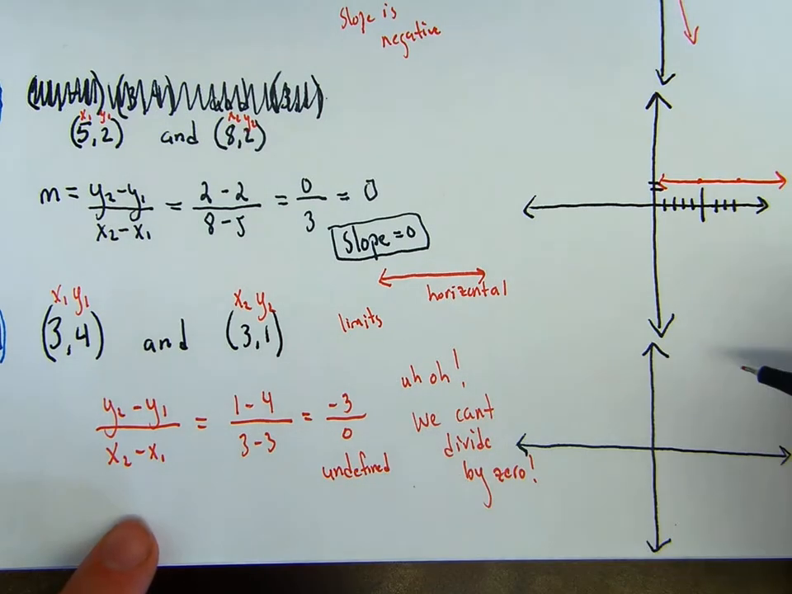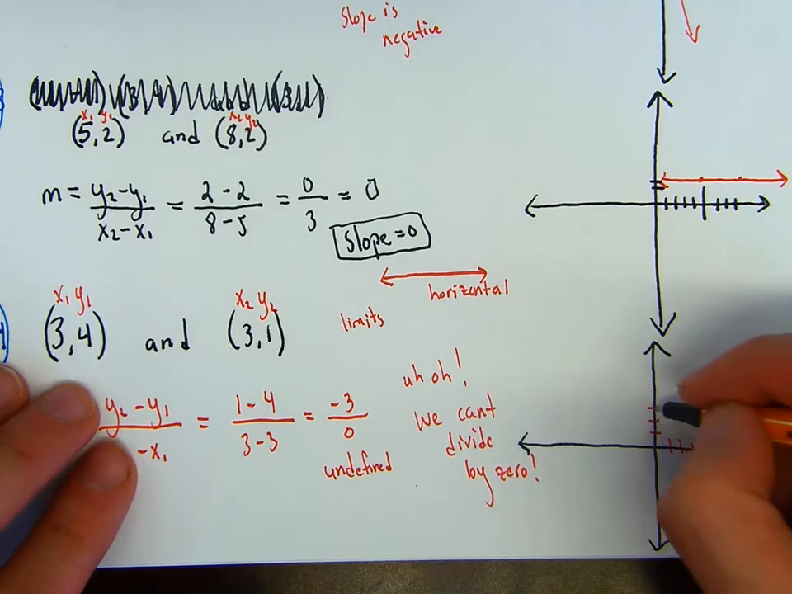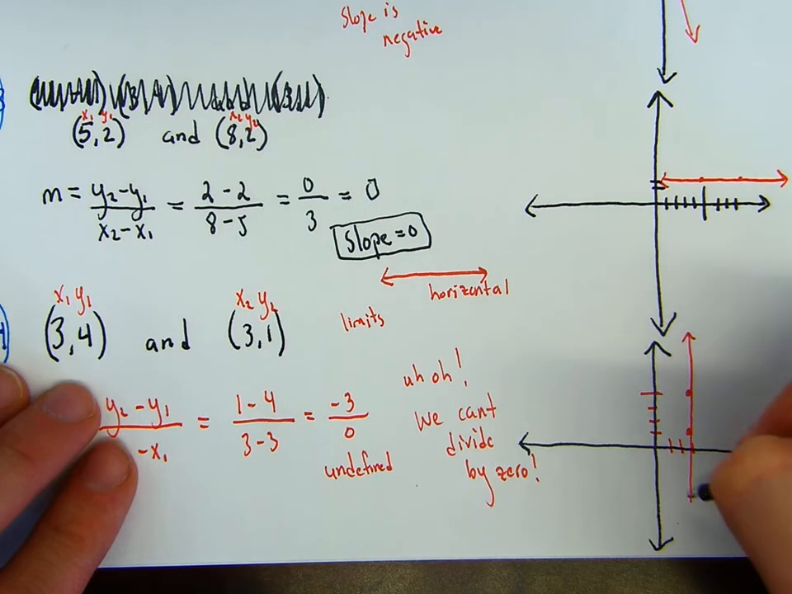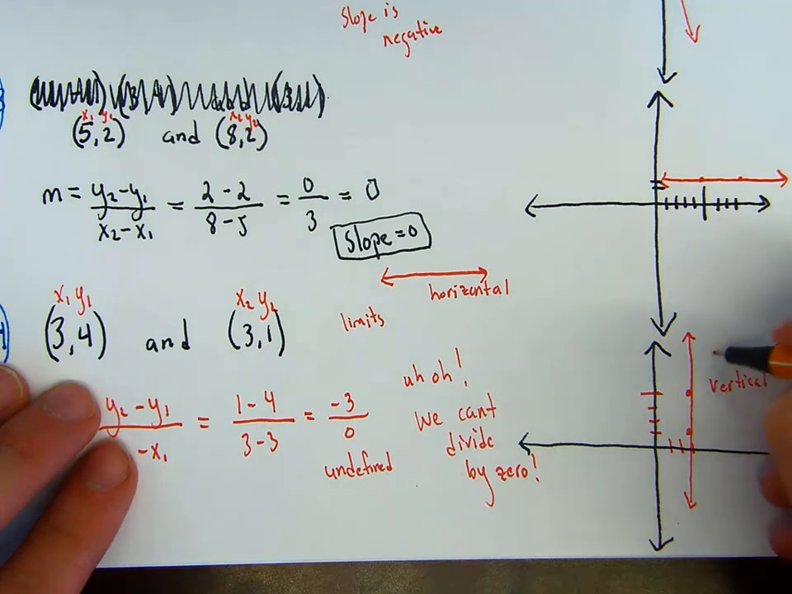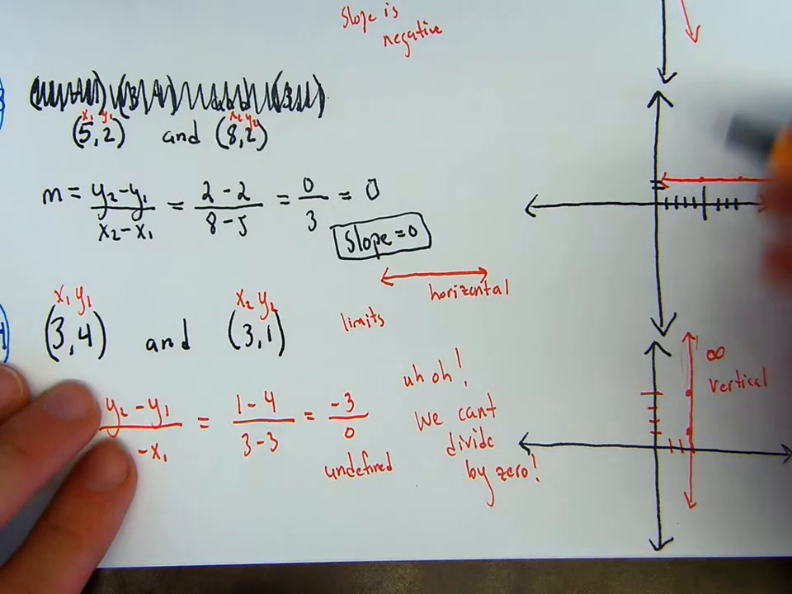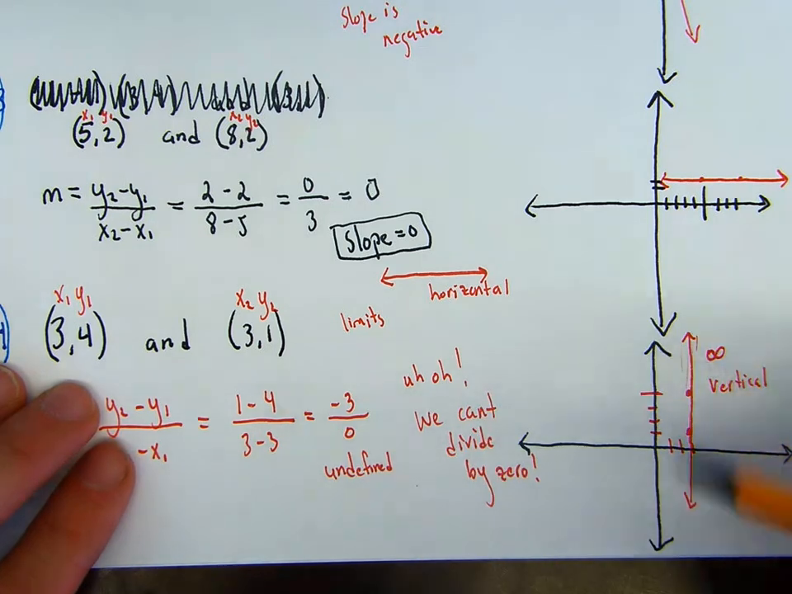So what does that mean visually? Where is this point 3 comma 4? It is 1, 2, 3, 1, 2, 3, 4. This is one of the points, and 3 comma 1 is over here. So notice, what does my line look like? Here we have a vertical line. Here you have an infinite slope, or the idea is it's not defined. The line just keeps going up. There is no rise over run. It just rises. So if I have a slope that's undefined, the line must be vertical.